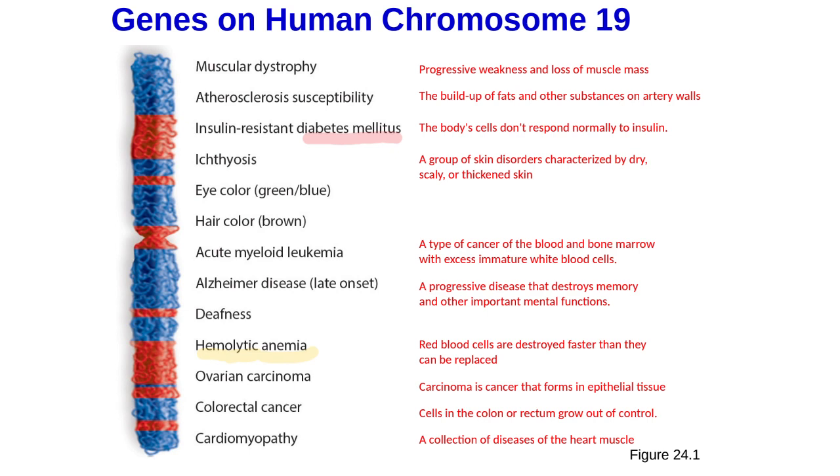Cardiomyopathy. Cardio has to do with the heart. Myo refers to the muscle, and then this pathy means pathos, which refers to a disease state. So it literally just means a disease of the muscle of the heart. So this is really a collection of diseases of heart muscle.